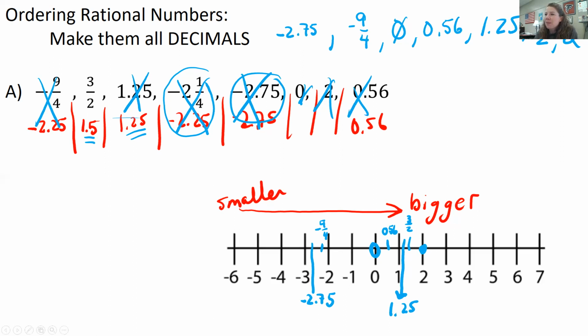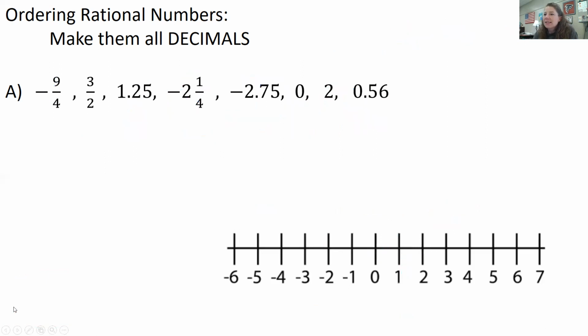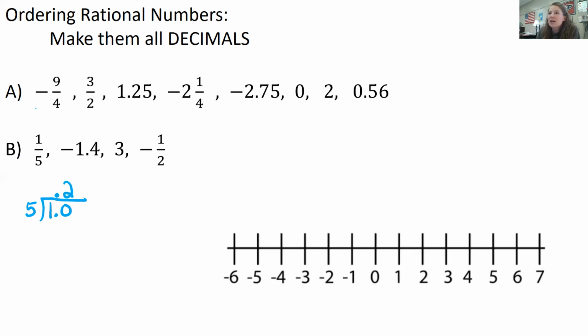That's okay. All right, I'm going to get rid of all this because I know there's another problem for us to look at. I'm going to erase all this. Let's look at letter B. We have a lot fewer numbers, don't we? All right, so let's turn 1/5 into a decimal. So I'm just going to make a decimal. So 5 goes into 10 2 times. So this is 0.2.